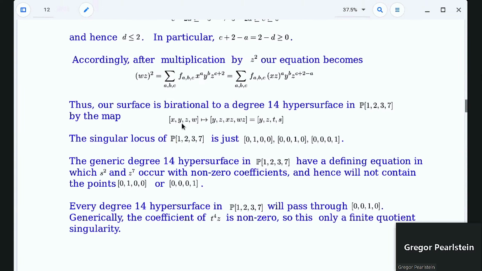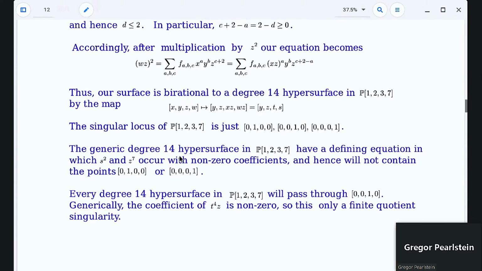So now what happened? Y stayed Y, Z stayed Z, X became T, and S became WZ. If it's a generic equation, then of course I'm going to have S squared and Z to the seventh with nonzero coefficients. So that rules out it passing through these two points. On the other hand, there's no way to avoid passing through this singular point of P(1,2,3,7). Generically, we will have T to the 4th Z, so the gradient will be nonzero. That means generically this surface is smooth except for the ambient singularities coming from the weighted projective space. So this is going to be quasi-smooth.